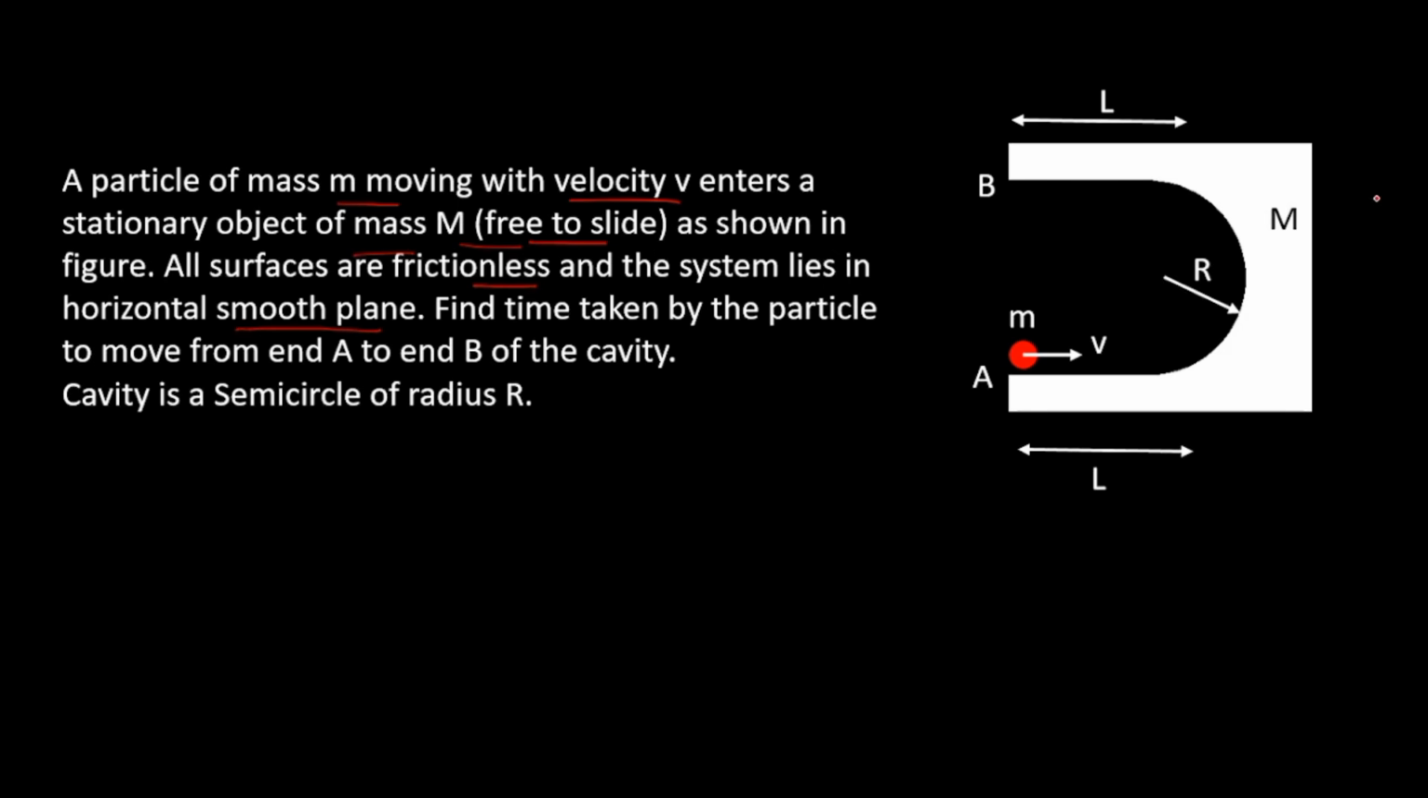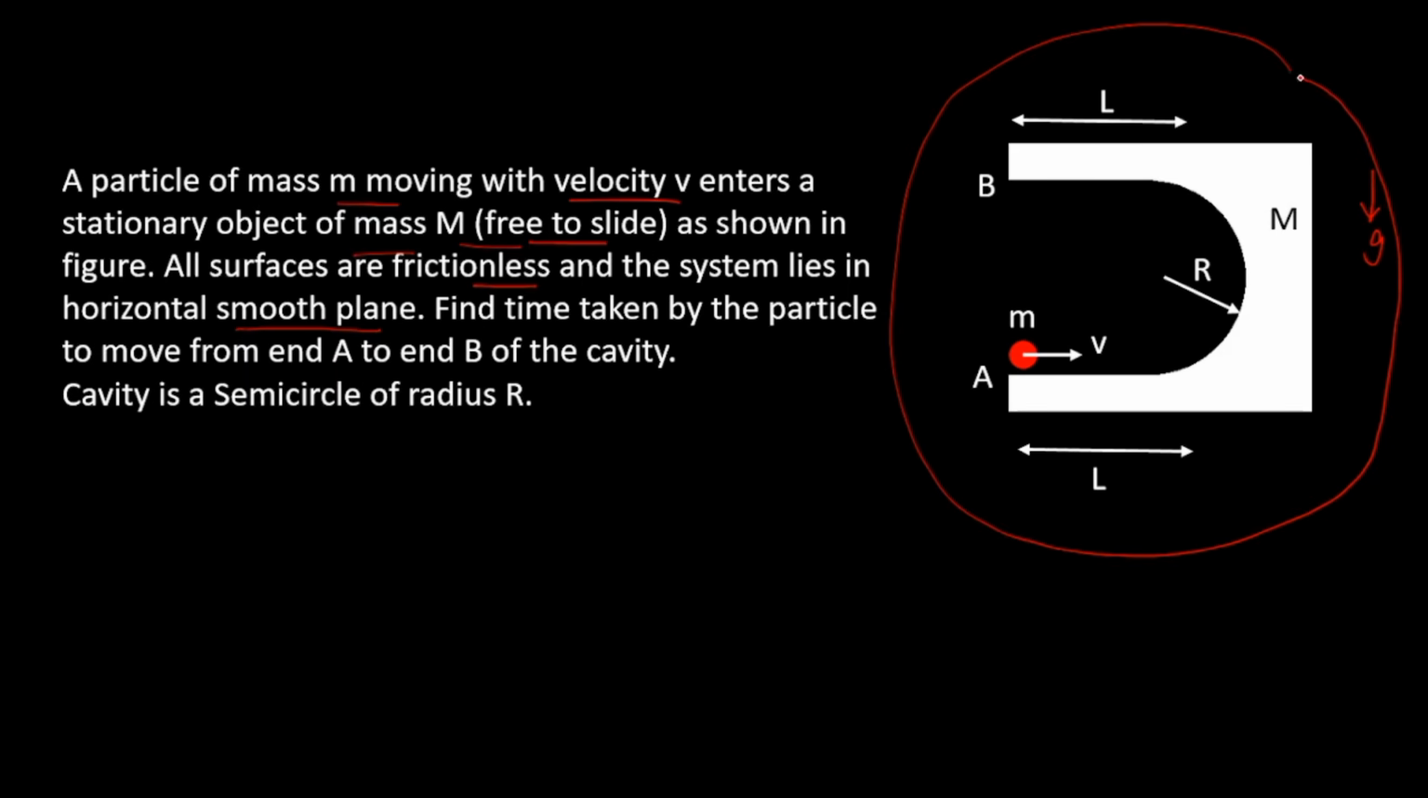That means you don't need to consider g and all, because this whole assembly is lying on a horizontal platform. So first point, it is horizontal. Second, it is smooth, there is no friction. This M is free to move any side and this ball is free to move inside the cavity.